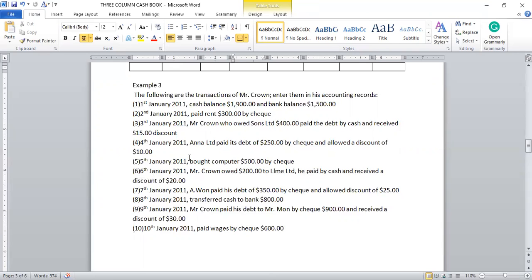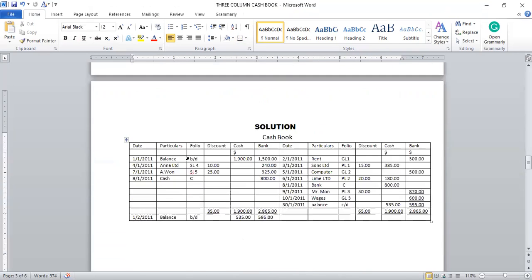So let us go through. On the 4th, the cash will receive the amount, so it will be debited. So first, 4th January 2011, particulars, Anna Limited. That's where the corresponding entry can be found. Folio, sales ledger page 4, the $10 discount received and the amount that he paid $240, because it was $250 and he received a discount of $10. So the discount $10 and the actual cash received $240.